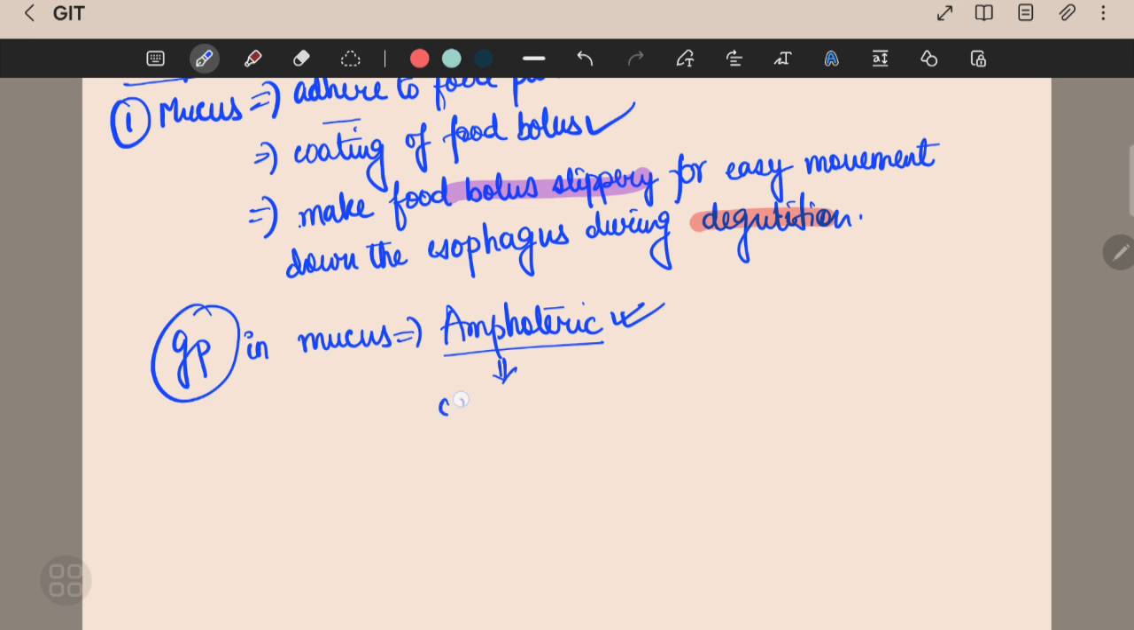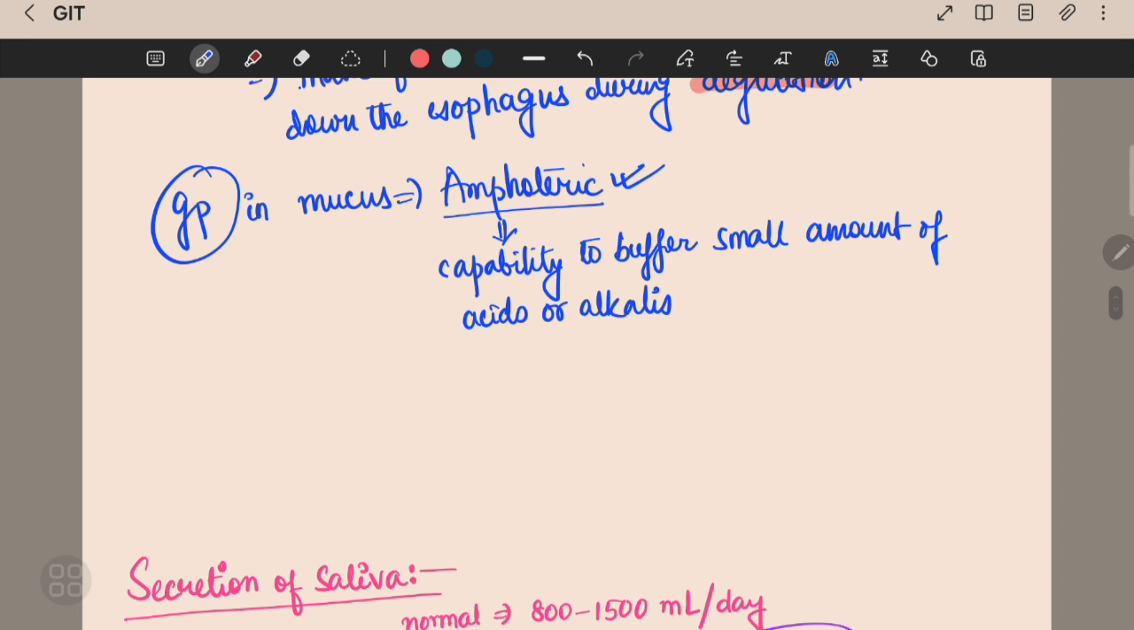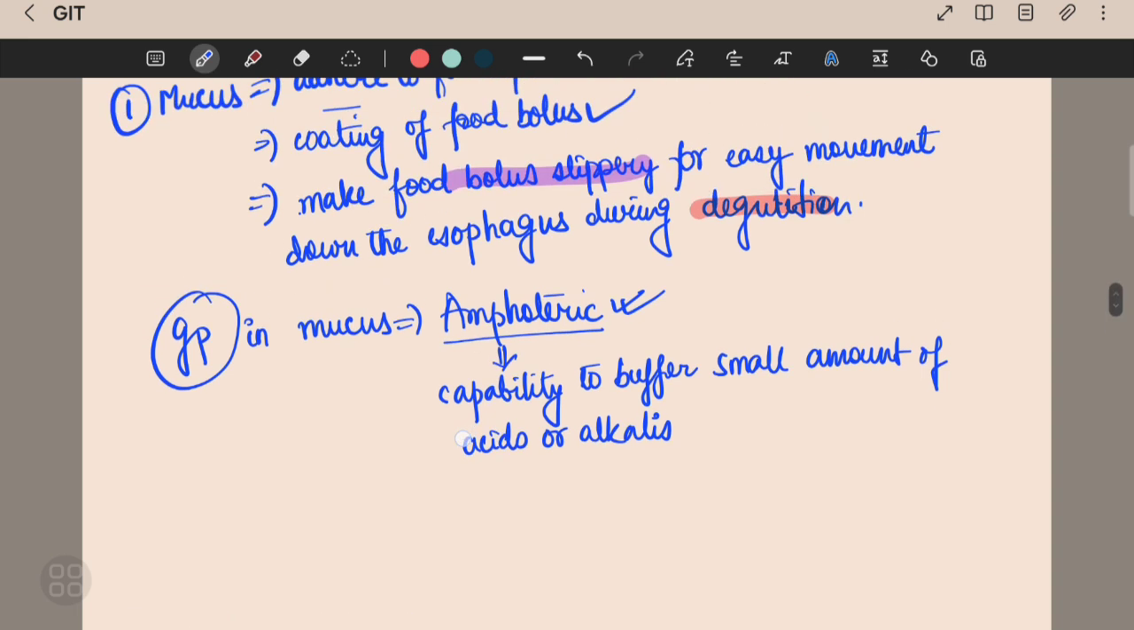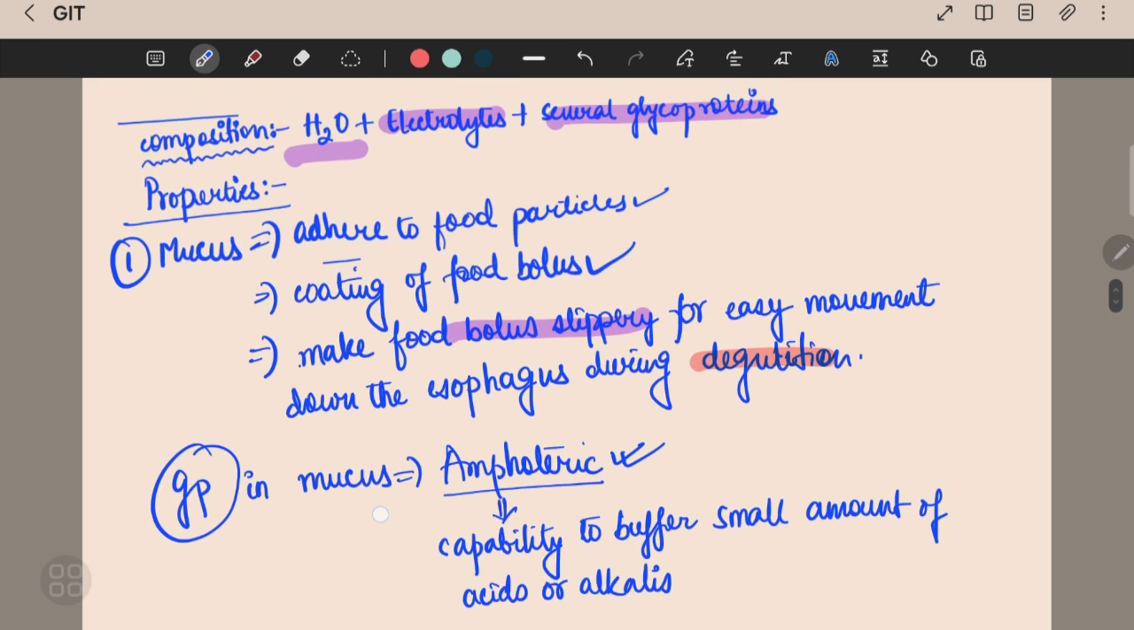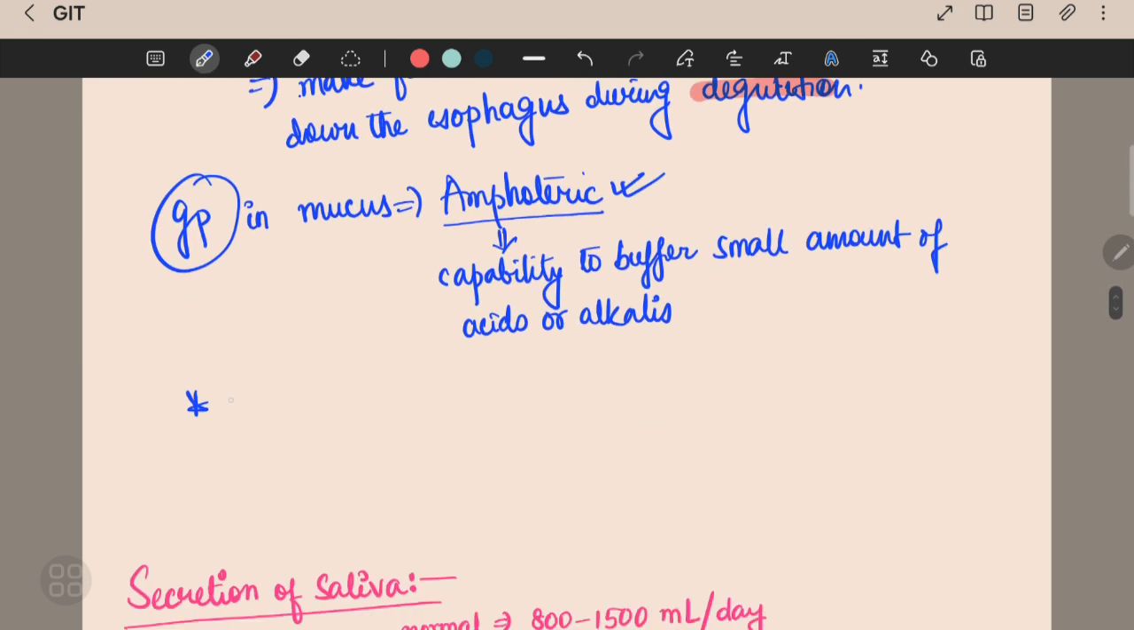So amphoteric means the capability to buffer small amounts of acids or alkali. Sometimes we take in acidic food or food that is quite alkaline in nature, so that will be there. And also mucus often contains some amount of bicarbonate. So what is the function of this mucus? Mucus mainly has water, electrolytes and glycoproteins. This mucus also contains bicarbonate ion. So what is the importance of bicarbonate ion? This is to neutralize the acid.